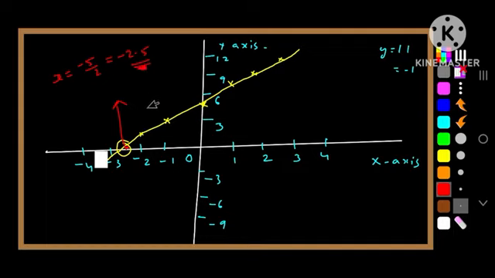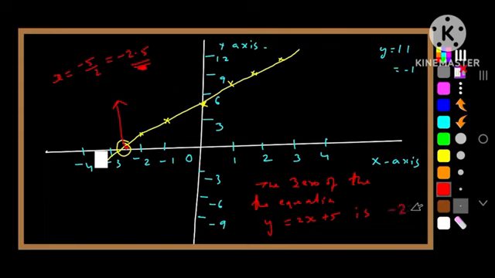So the 0 of our polynomial, or the graph, the 0 of the equation y is equal to 2x plus 5 is minus 2.5.